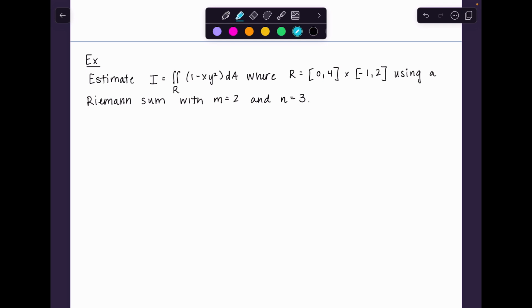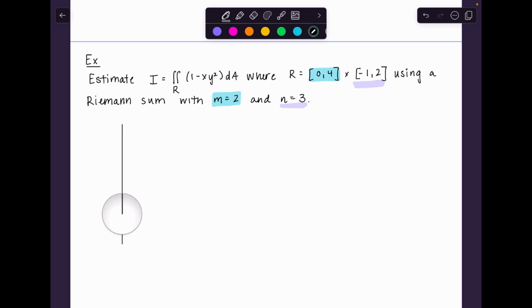So again, everything always goes alphabetically. This is the x values, and I'm splitting that into 2 subintervals. And then these are the y values. I'm splitting that into 3 subintervals. So I'm going to need all of my endpoints. I'm going to draw out my grid because that's going to make life a lot easier.